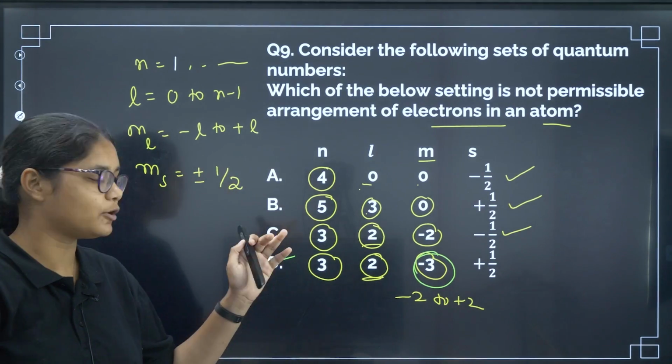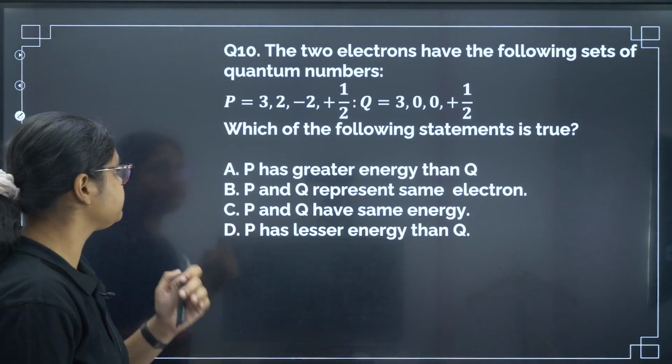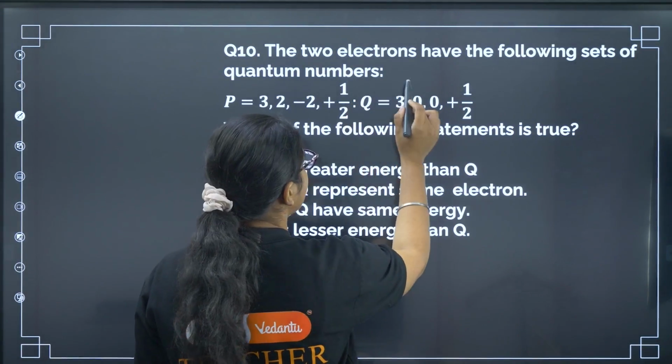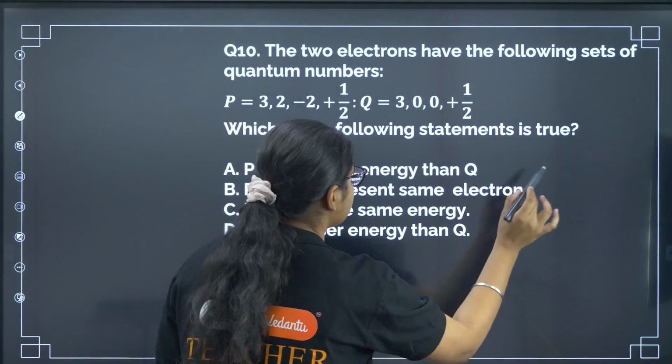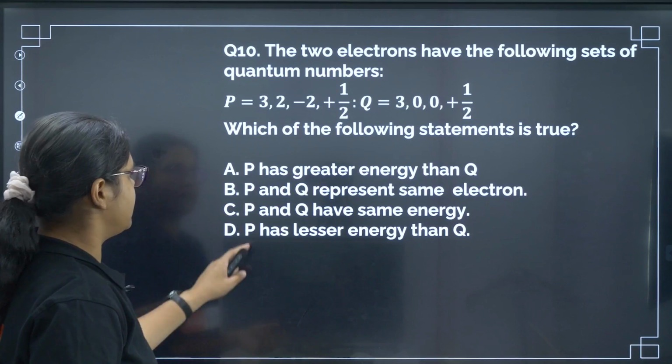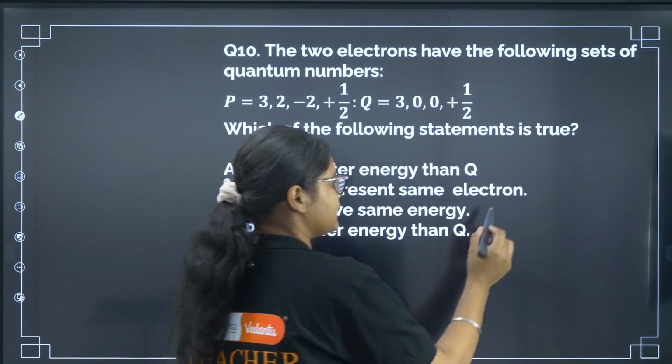Quantum number is very, very important. So please prepare properly. Okay. The 2 electrons have the following sets of quantum numbers. Which of the following statements is true? Okay. So it is about energy, right? So how to calculate the energy of any shell?